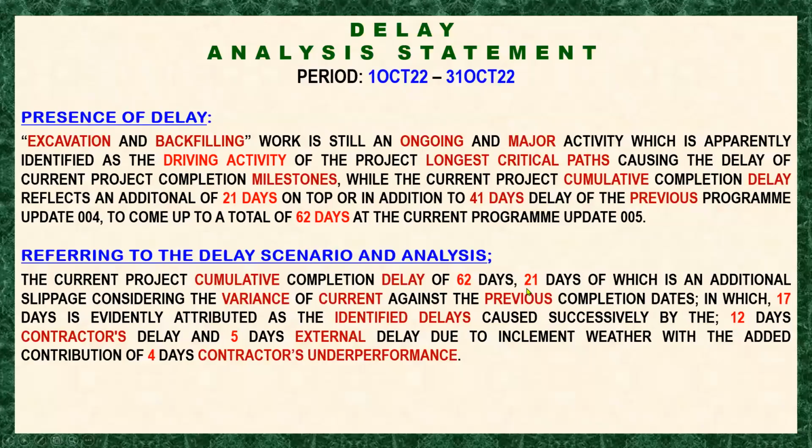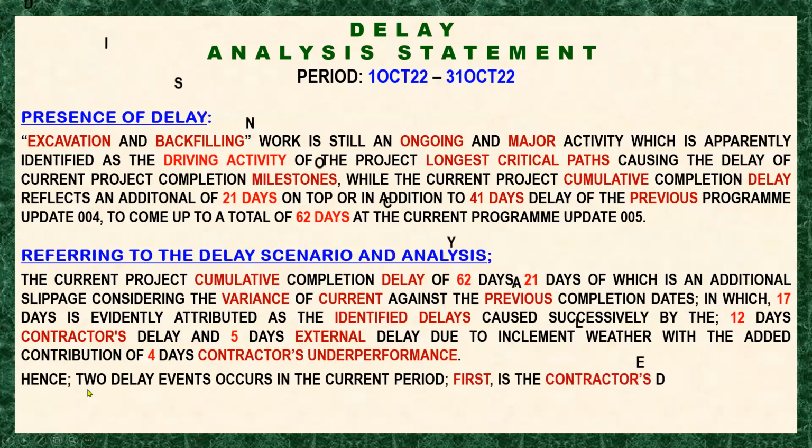So here is the 21 days. So 21 days is an additional slippage considering variance of current against previous completion dates, in which these are the components of the 21 days. Oh no, that is in which 17 days is 12 plus 5, which is 17 days, plus 4 is 21.